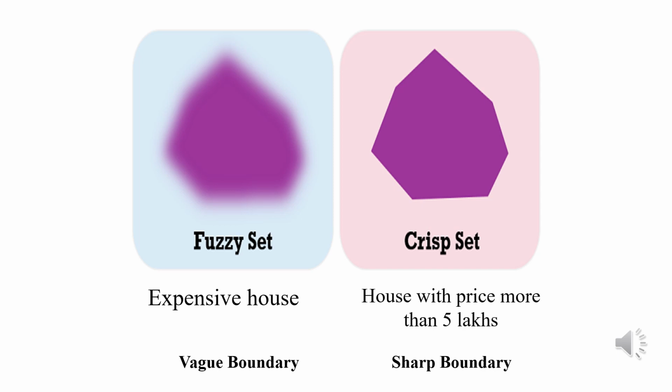For one person, 1 crore may be expensive. For some other person, 50,000 may be expensive. So here expensive gives us vagueness. Now we see the example of crisp set. House with price more than 5 lakhs is considered as an expensive house. Here the boundary is very sharp, which says that if the price of the house is more than 5 lakhs, it comes under the expensive house.